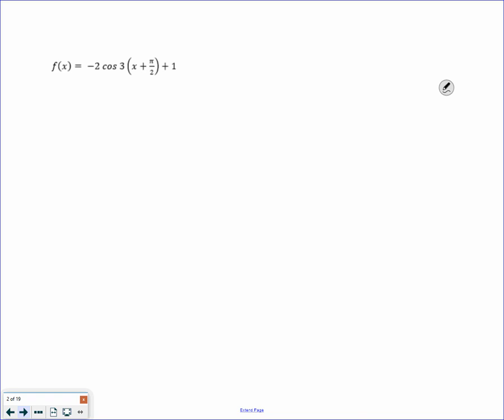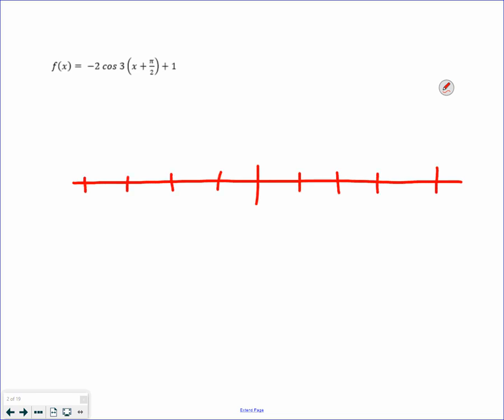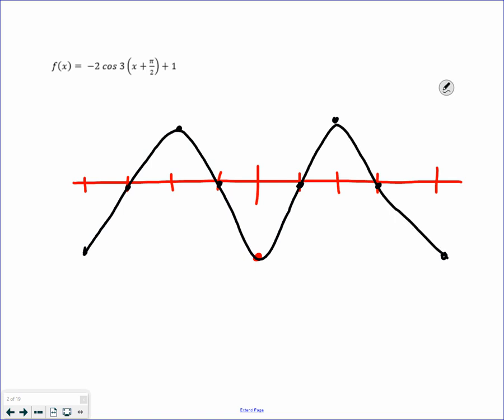Next one. It's a negative cosine curve. So let's draw in that midline again. 1, 2, 3, 4. 1, 2, 3, 4. This one's going to start off the midline, and it's going to start below the axis. Now, again, drawing in the cosine curve. So there's just negative cosine.